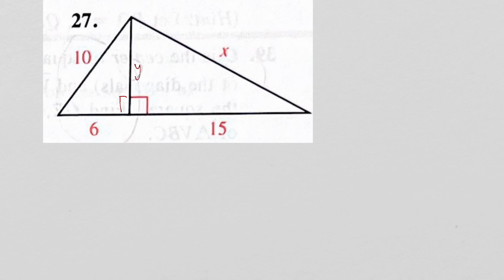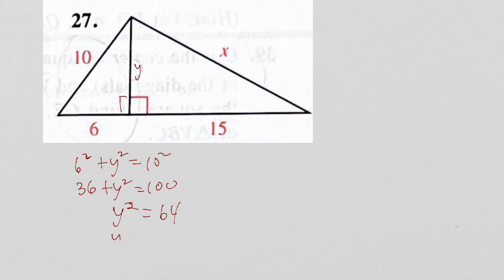So we have 6 squared plus y squared is equal to 10 squared. So y squared is equal to 64. That's 100 minus 36. So y is equal to the square root of 64. Y is equal to 8. So now we know that this is 8. And now here's our triangle.